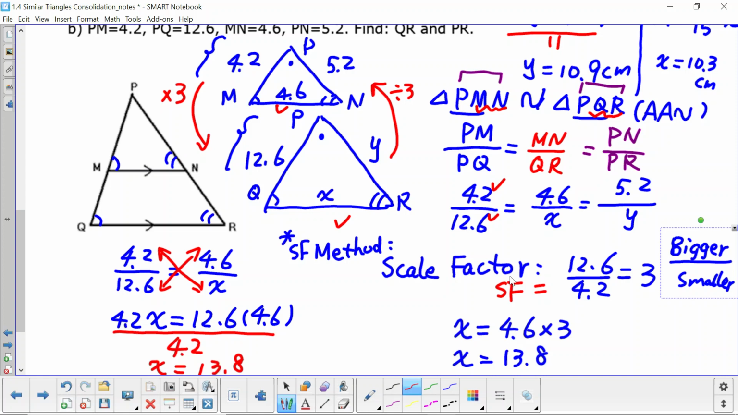The scale factor is you just pick the given ratio, try to use the bigger number divided by the smaller number, then you will have a number called the scale factor. Then from the small to the bigger triangle, we times that number. From the bigger triangle to find the smaller triangle, then divide by that.